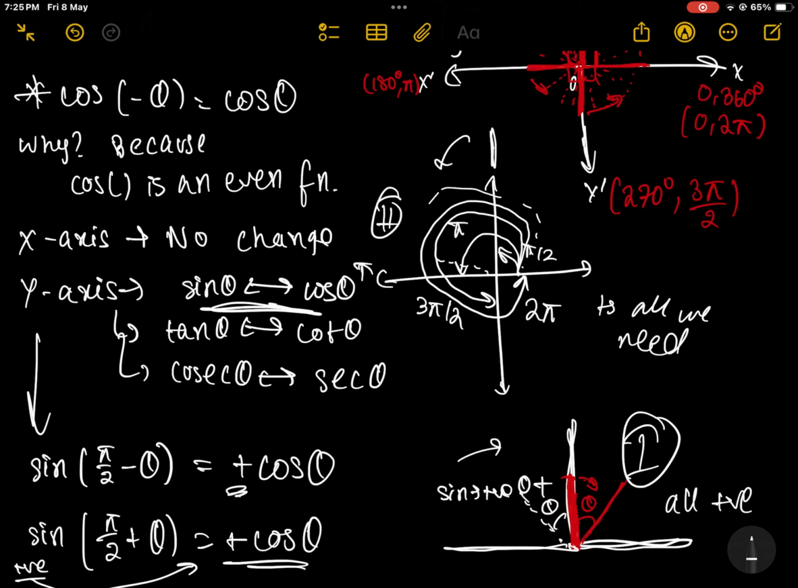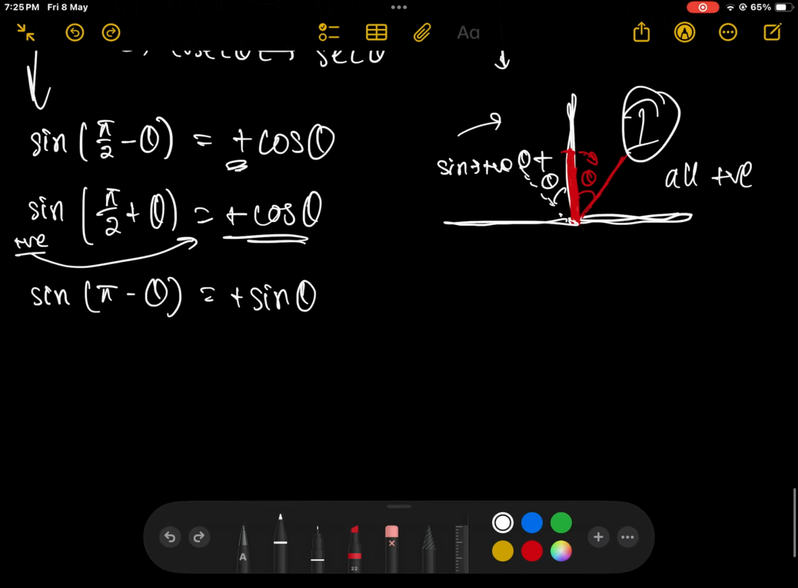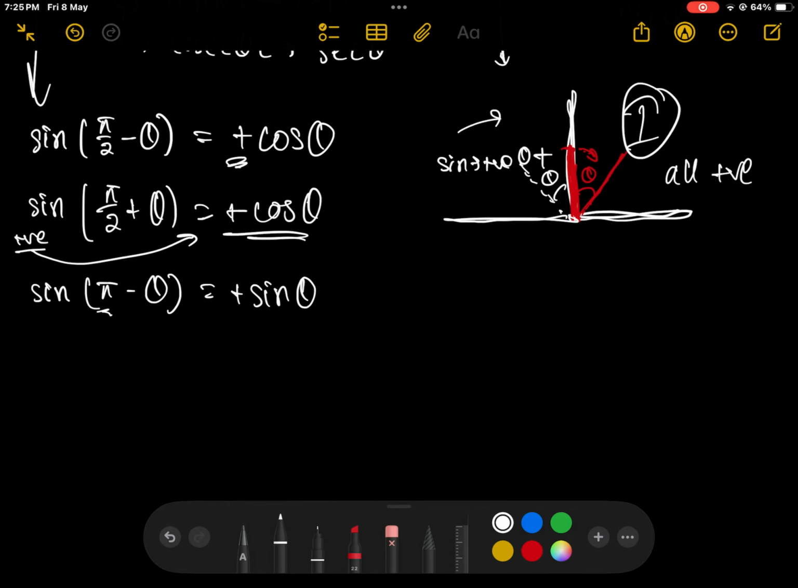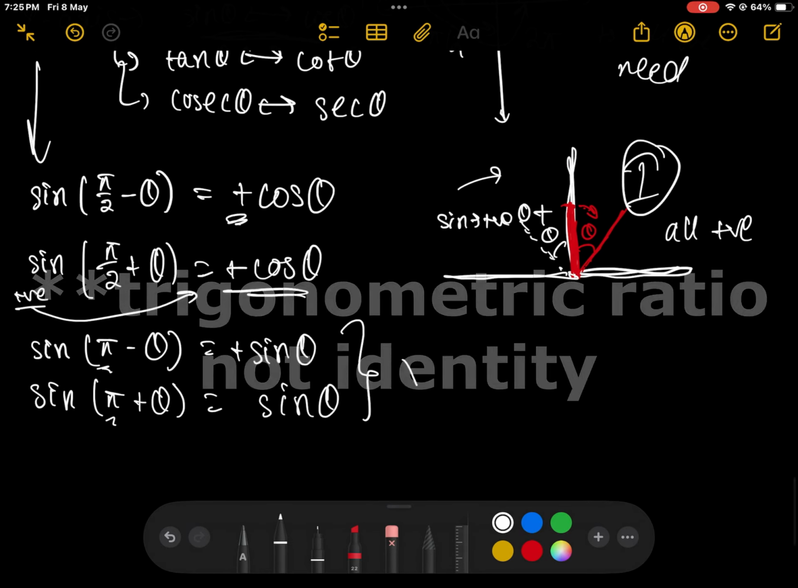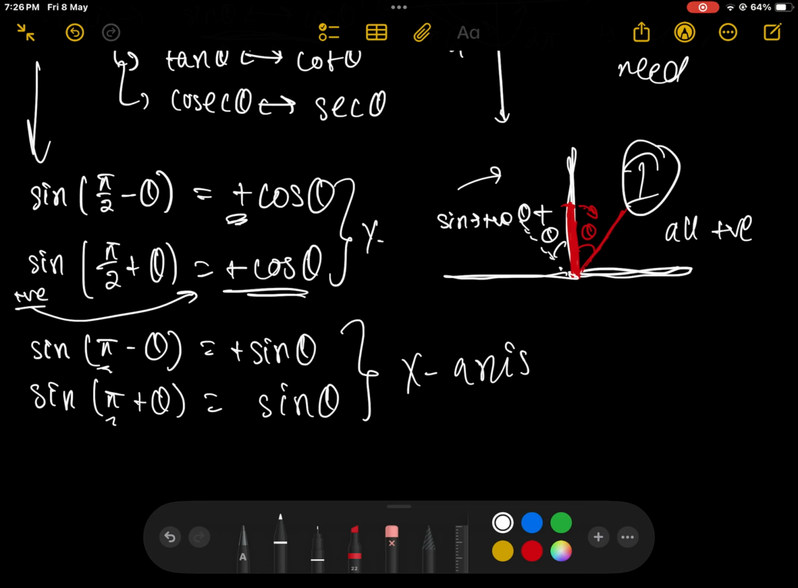Now we're going to take 180 degrees. When you subtract theta from 180 degrees, it's going to lie in the second quadrant. So that's going to be a positive sine theta because we're dealing with the x-axis now, and there's no change in the trigonometric ratio when we're dealing with the x-axis, as I mentioned previously.